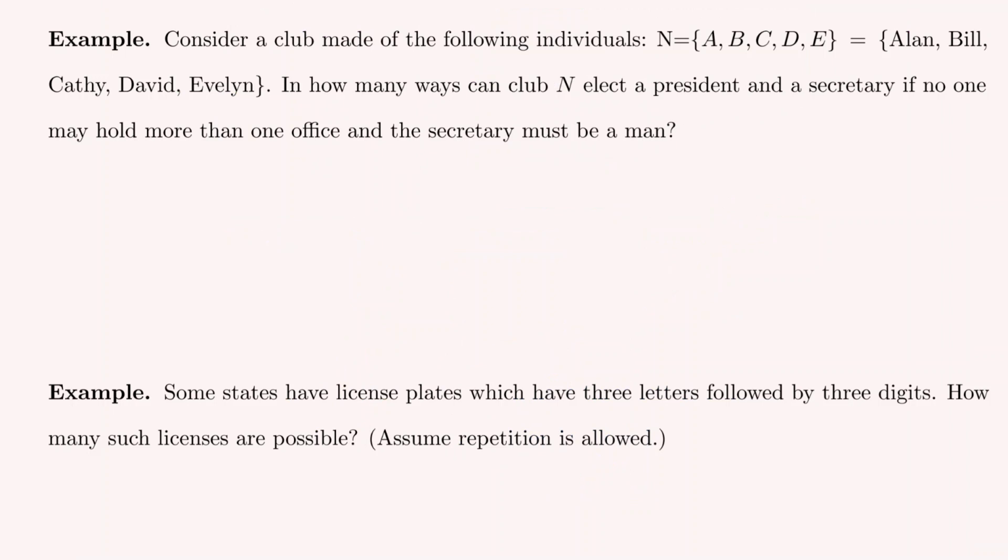Next, we are asked to consider a club made of the individuals whose names are labeled A, B, C, D, E, shorthand for Alan, Bill, Kathy, David, and Evelyn. We are asked to consider in how many ways this club could elect a president and a secretary under the restrictions that no one may hold more than one office. This is a lengthy way in context of the problem to say without repetition.